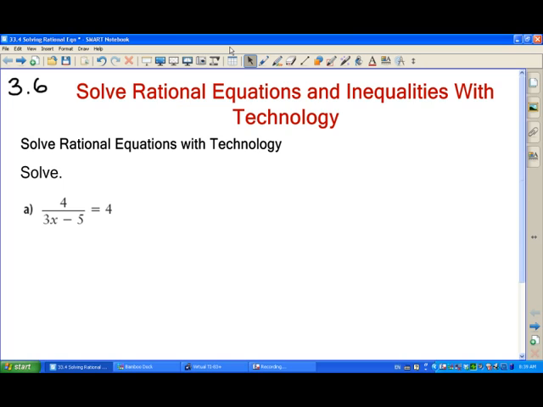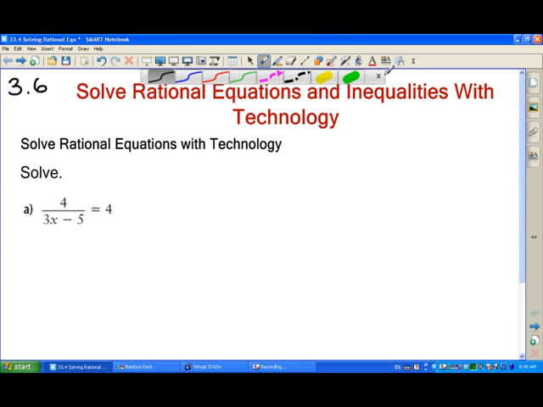We want to start by looking at a simpler rational equation, and we know it's an equation because we're using the equal sign and not an inequality symbol. So this rational equation is going to have a finite set of answers.